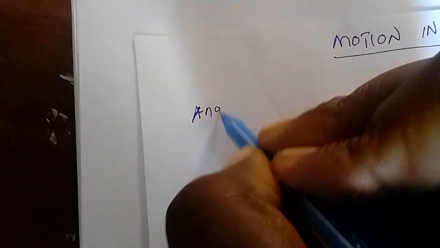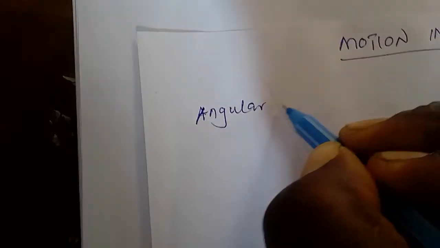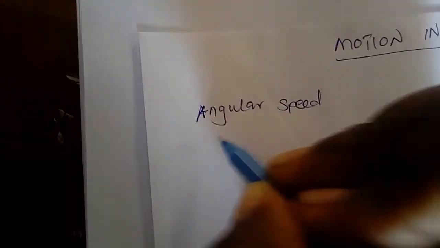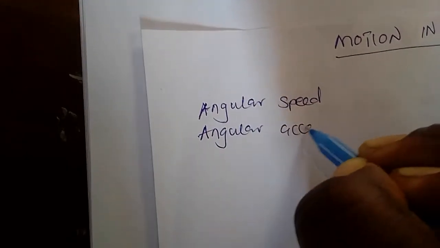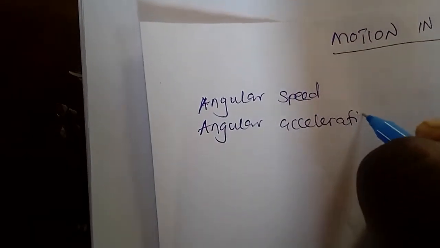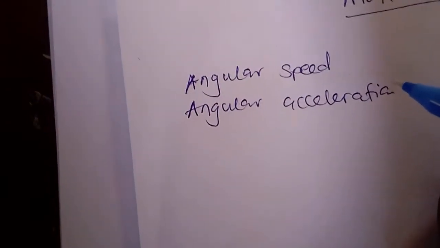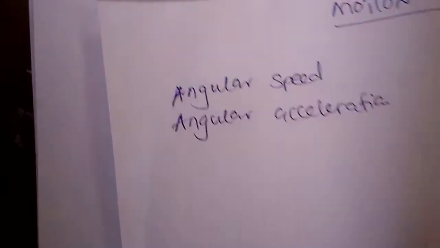We've got some terms in rotational motion or motion in a circle, such as angular speed and angular acceleration. We'll talk about other terms as we go on.